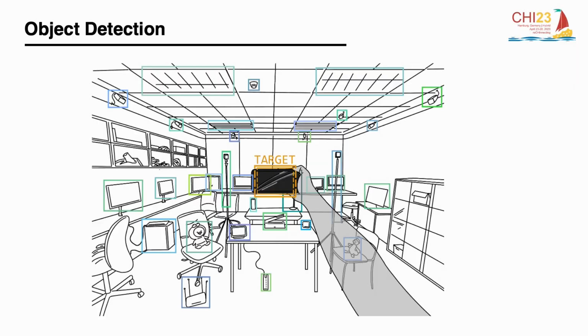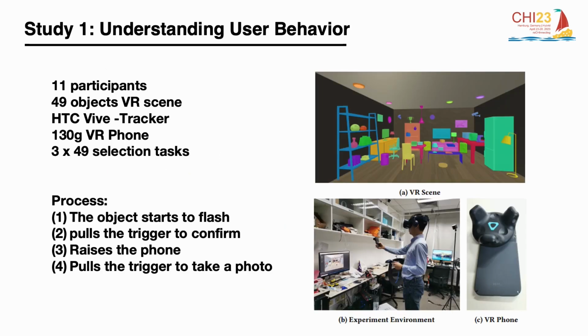Secondly, we performed the object detection algorithm YOLO version 4 to locate the bounding box of all interactable objects, and then we had to estimate the probability of each candidate object. We first conducted a user study to collect data and analyze the user's target selecting behavior with phone occlusion. We recruited 11 participants from our institution and built a virtual room-scale scenario containing 49 everyday objects in VR.